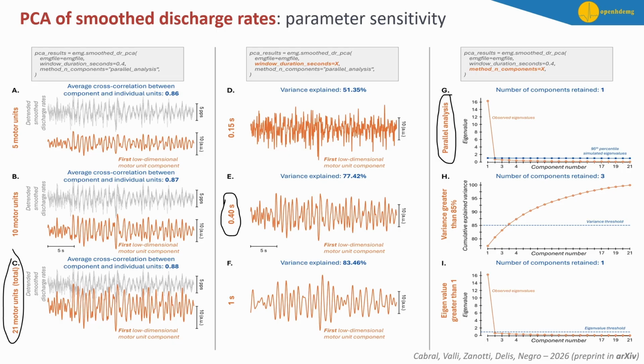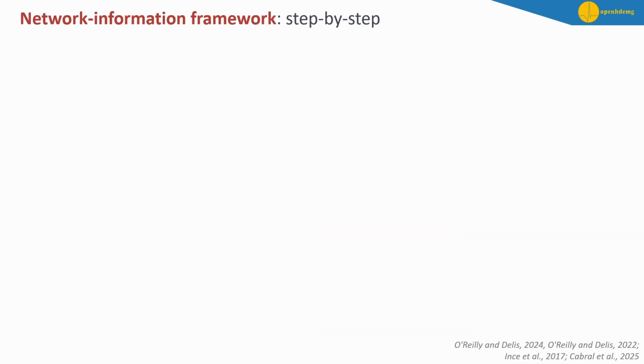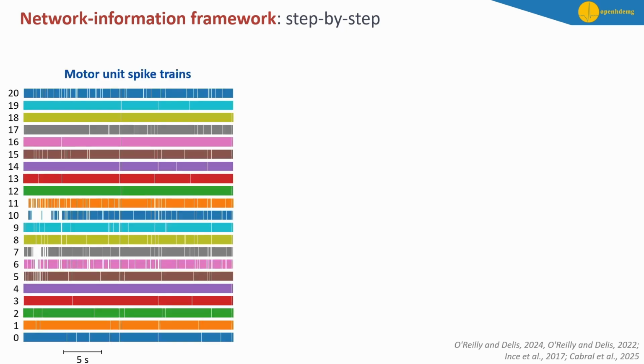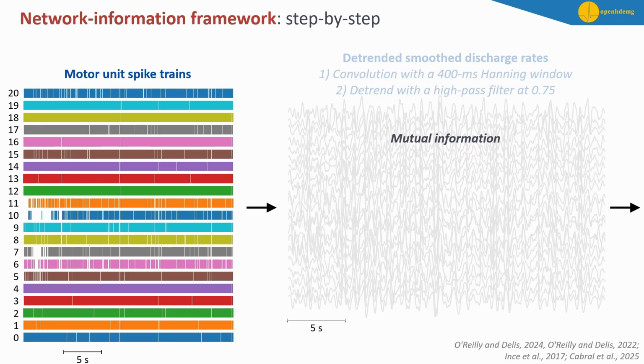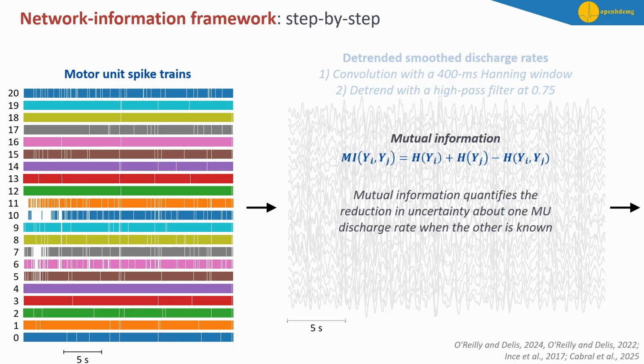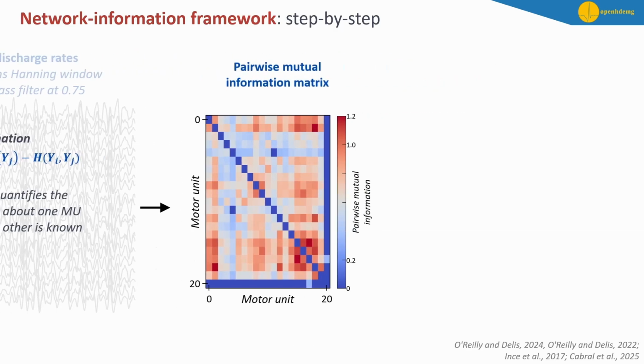Okay? Perfect. And then, just to finalize very quickly, this is not a time domain approach, but I will just mention it very briefly, because Francesco also covered it in his presentation. We implemented also a network information framework, where the steps are again very similar. We smooth the windows in the discharge rates in the same way, but here, instead of calculating pairwise correlations, we calculate the mutual information between the pairs. That is basically a non-linear metric that we are capturing between these pairs of motor units.